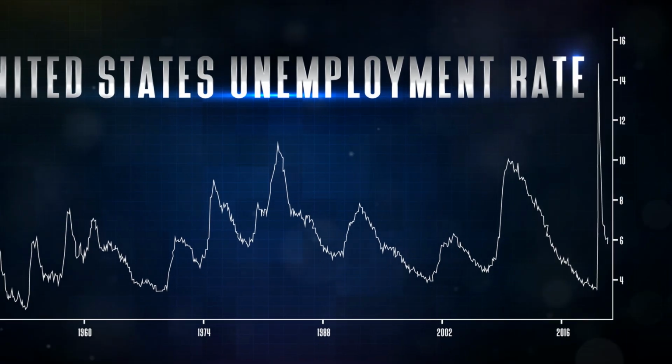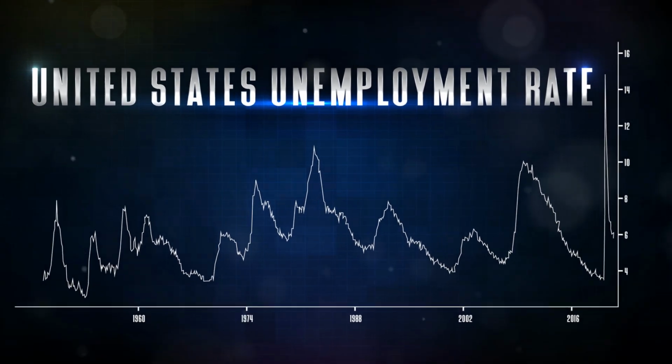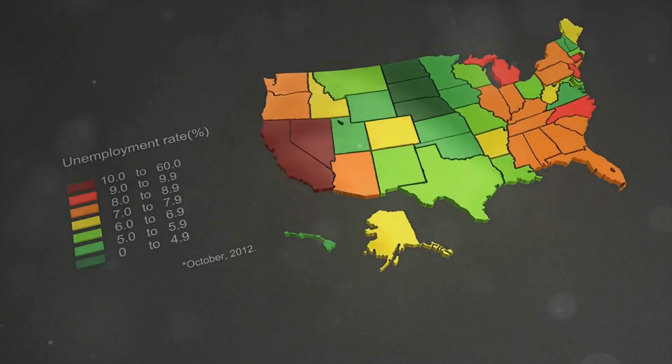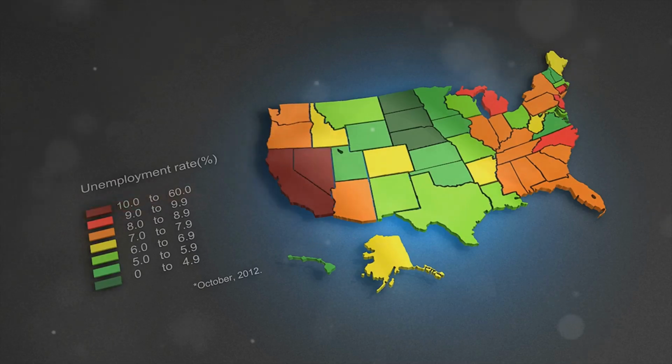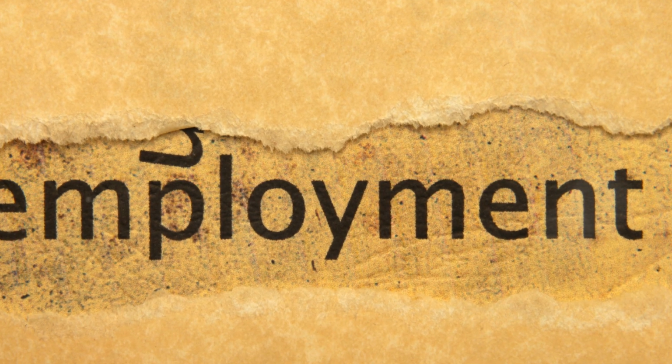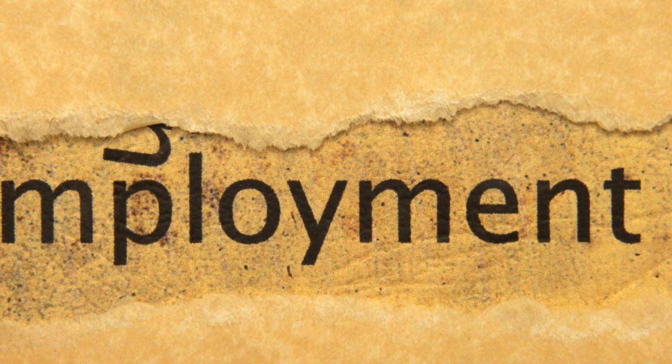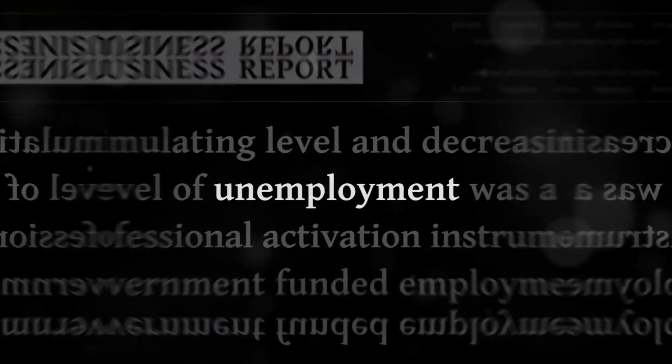The graph can also help us understand long-term trends in the labor market. For example, we can see that the unemployment rate has generally trended downwards over the past few decades. This is due to a number of factors, including technological advancements, globalization, and increased productivity.